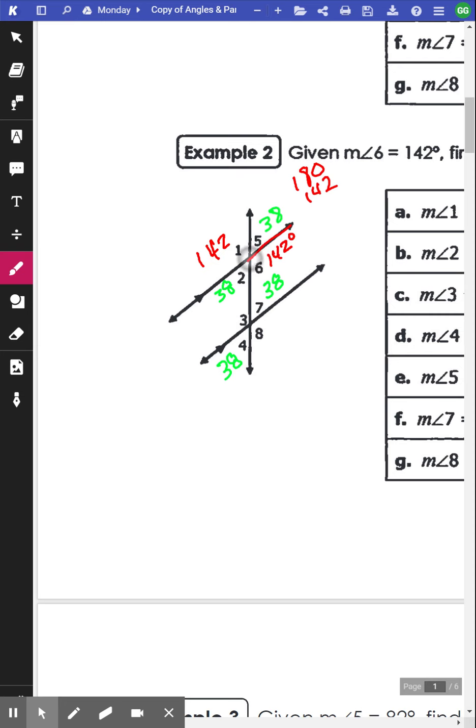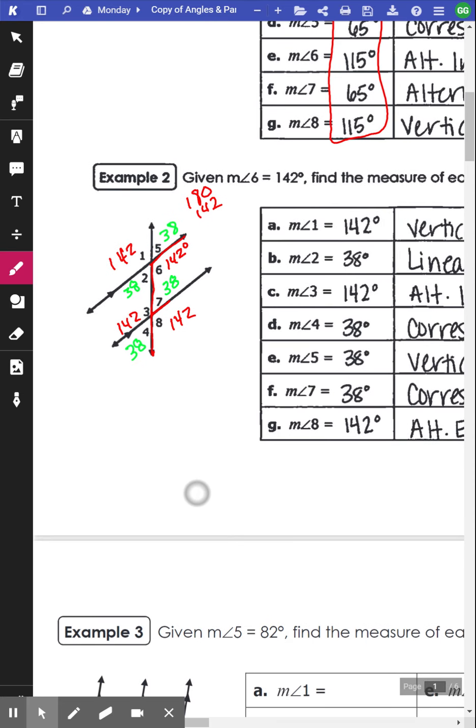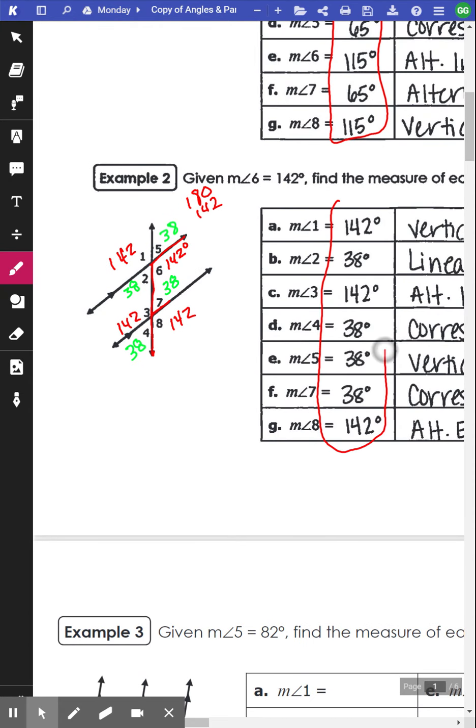You could safely say that angle 6 and angle 8 are corresponding. So this is 142, and angle 8 and angle 3 are vertical, so this is 142. Fill in your answers.